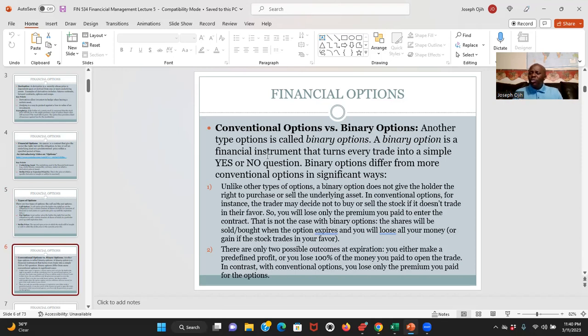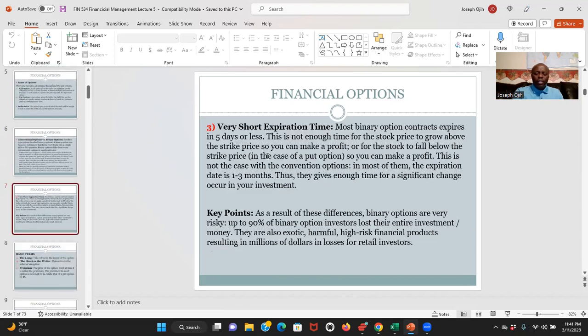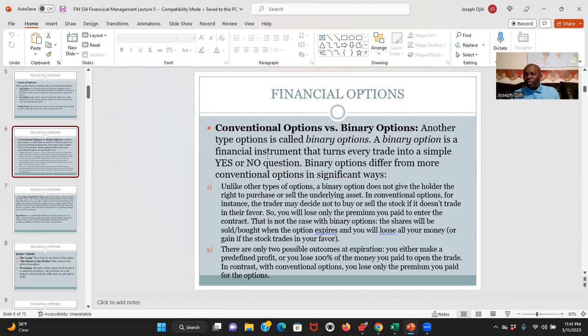Now, a binary option is a financial instrument that turns every trade into a simple yes or no question. And they are different from the conventional option in three main ways. The first one is that unlike the conventional option, a binary option does not give the holder the right to purchase or to sell the underlying assets. See? So in conventional option, like I mentioned a few minutes ago, you, the trader, may decide not to buy or sell the stock if it doesn't trade in your favor. So you will lose only the amount, that is the premium you paid to enter the option contract.